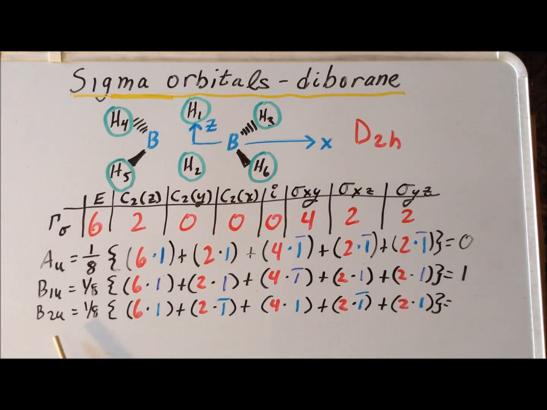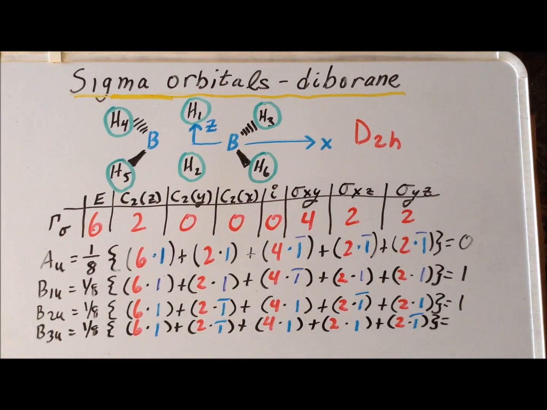Then for B₂ᵤ we have 1/8 of 6 times 1 plus 2 times minus 1 plus 4 times 1 plus 2 times minus 1 plus 2 times 1, which gives us that we have one copy of B₂ᵤ in the reducible representation for sigma bonding in diborane.